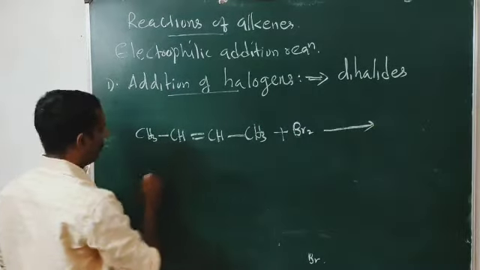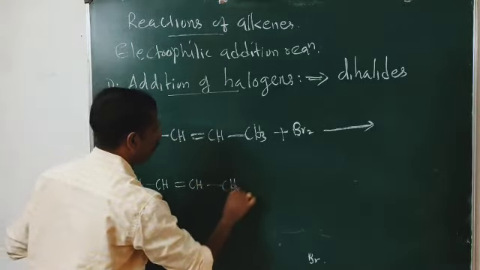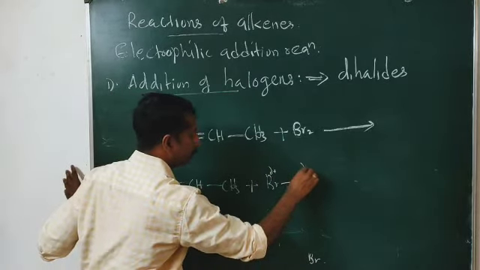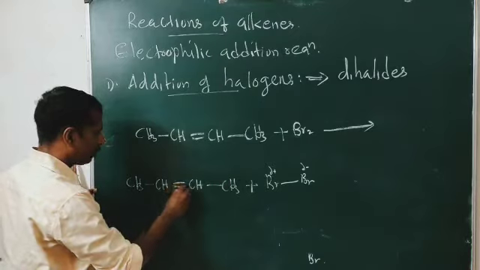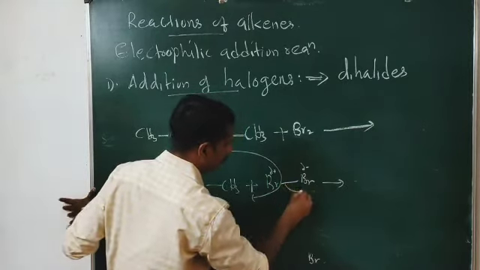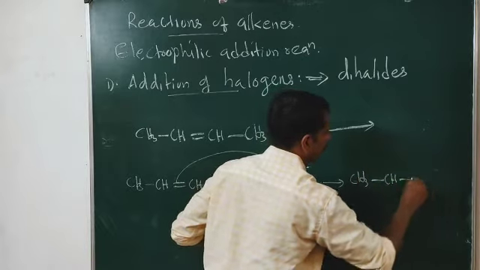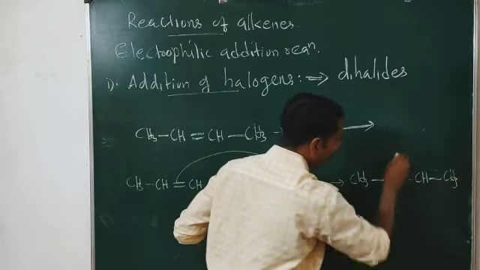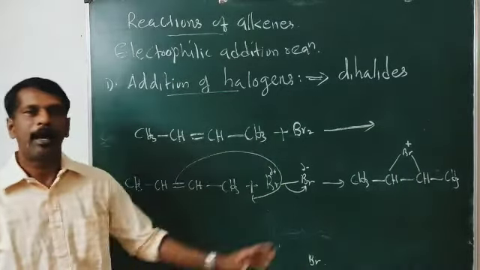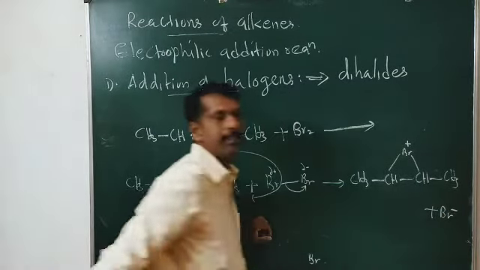Look at it here. The mechanism: CH3, CH, double bond CH, single bond CH3 plus Br2 can be written as Br Br. One is delta positive and the other one is delta negative. So this pi electron system, this pi bond, will abstract this one, and at the same time this bond will be shifted to here. So we get CH3, CH, single bond CH, single bond CH3, and the Br will be like this. It will form a halonium ion, plus Br minus. This is the first step.